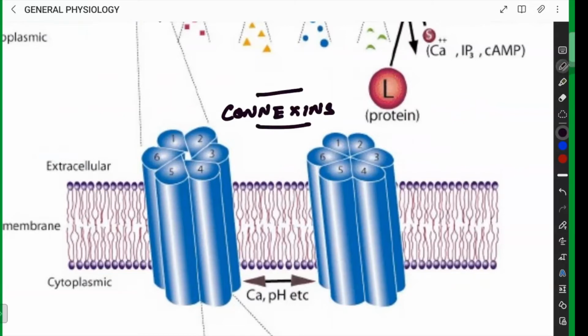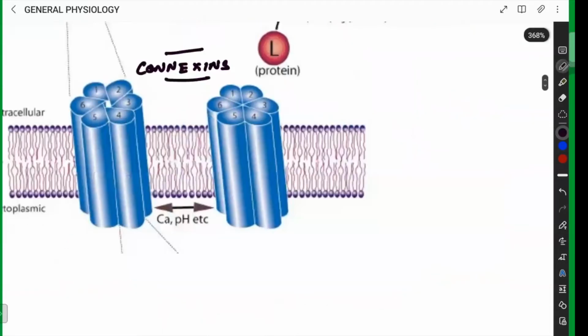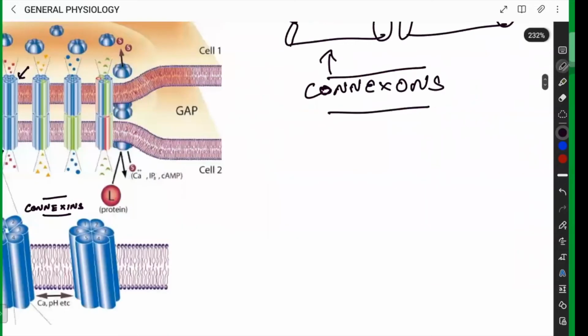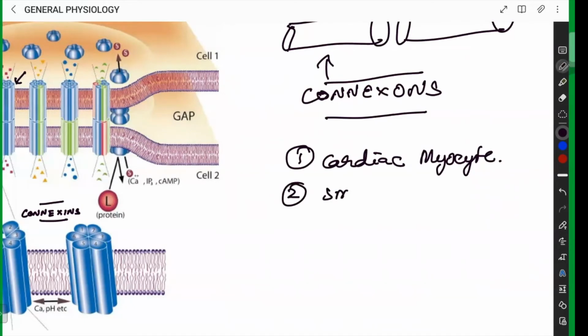So why is it important? This is important in 3 places. Number 1, in cardiac myocytes. In a cardiac myocyte, you require this gap junction for communication. Number 2, smooth muscle cells.